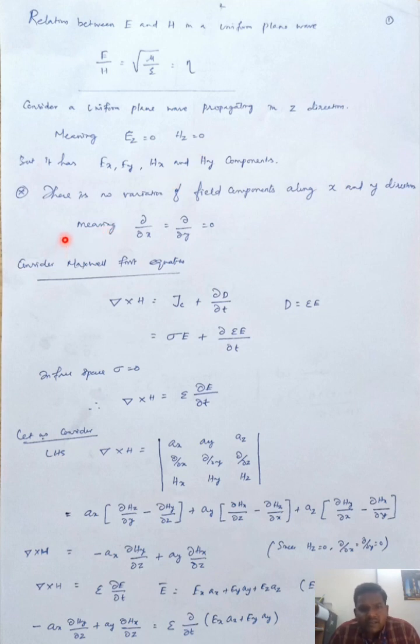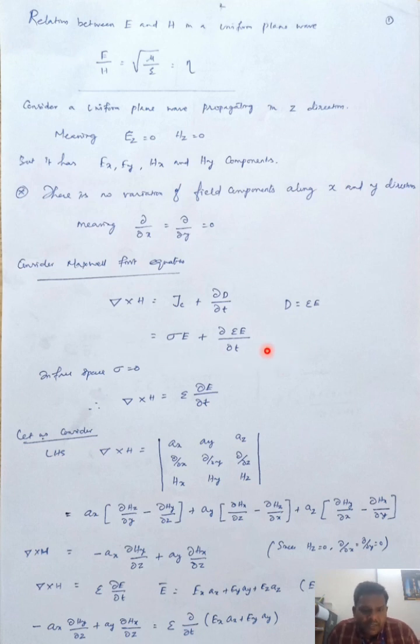One more important point is that there is no variation of field components along the x and y directions, meaning the partial derivatives of a field variable with respect to x and y are 0. Dou by dou x and dou by dou y are 0. Now we are going to consider Maxwell's first equation, del cross H is equal to Jc plus the partial derivative of the flux density D with respect to t. Jc is equal to sigma E and D is equal to epsilon E. We are replacing those equivalent values and considering this equation as it is.